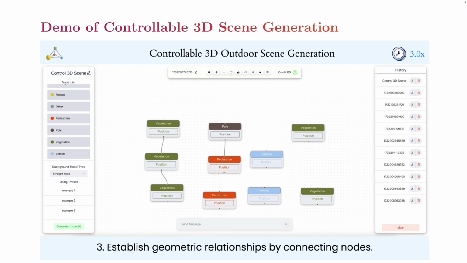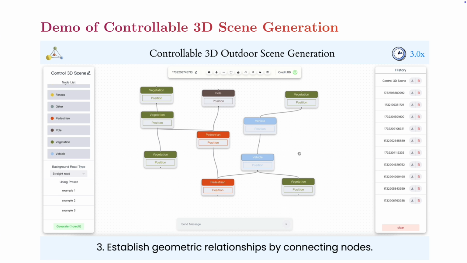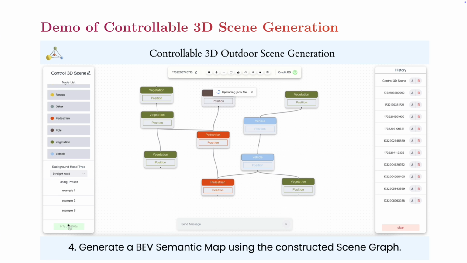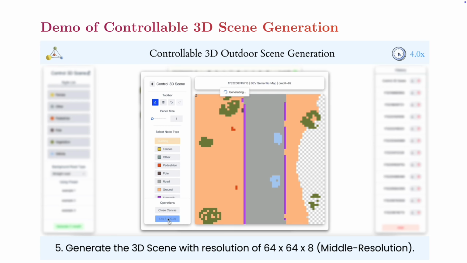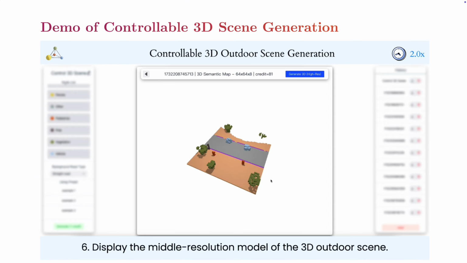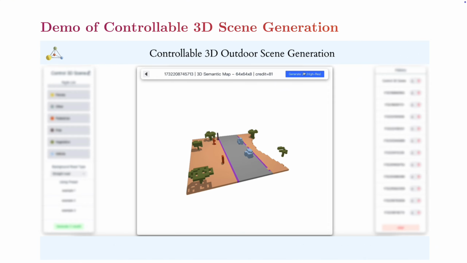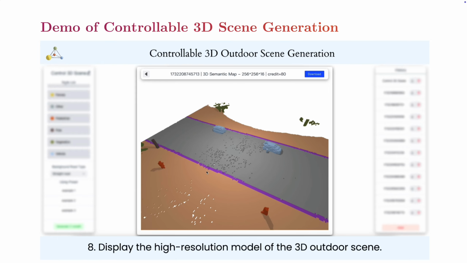Next, the user can establish appropriate connections between different nodes. Establishing a connection also implies that the two objects will be spatially close to each other. By clicking the Generate button, a 2D semantic map will be generated based on the scene graph designed by the user. The user can then proceed to generate middle resolution scenes using the generated semantic maps, and upscale the scenes to high resolution based on the middle resolution scenes. That's the end of the demonstration.